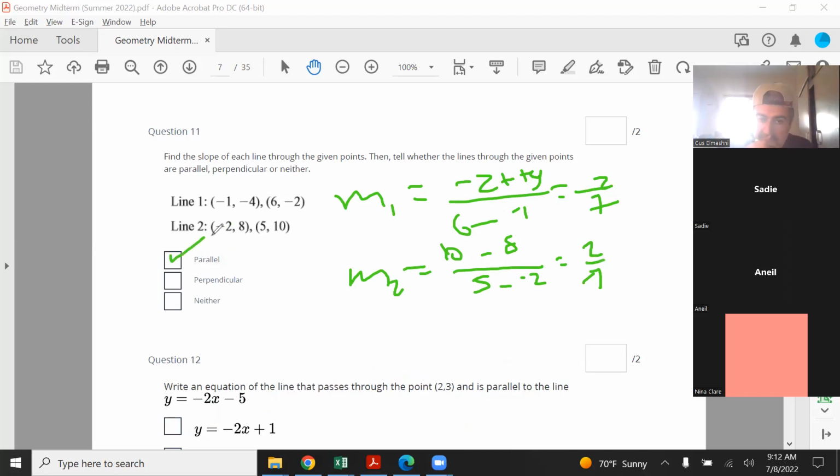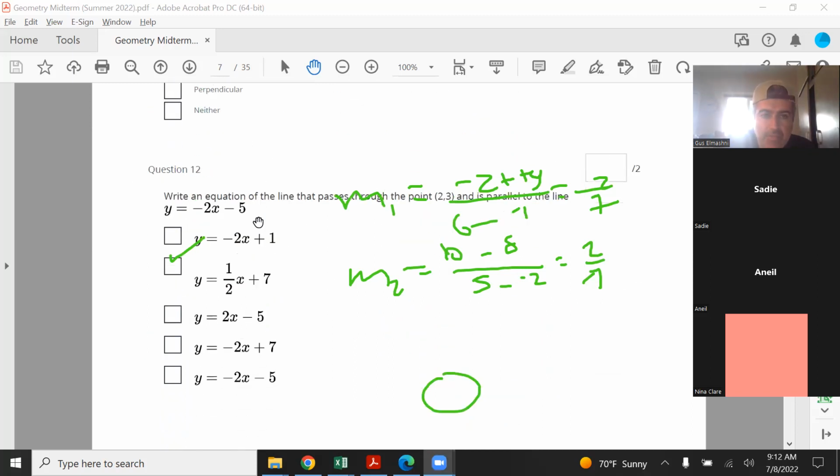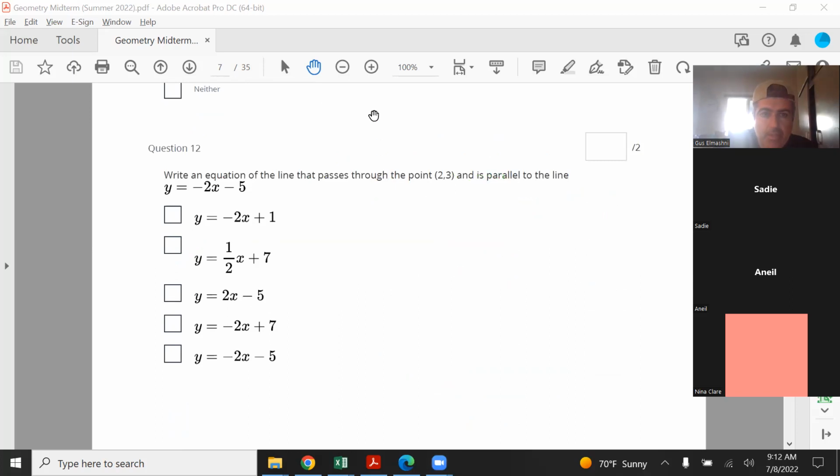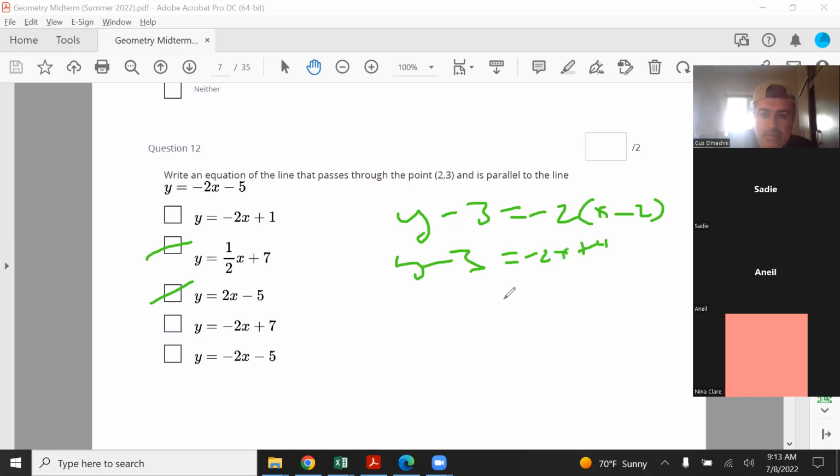So again, pretty easy. The next one asks for the equation of the line that passes through that point and is parallel to y = -2x minus 5. So you have to have the same slope, so you can eliminate those two choices. And you can plug in 2 for x and 3 for y into each choice, and see which one is satisfied. Or you can do point-slope form, up to, you know, yeah, so you should get that choice.